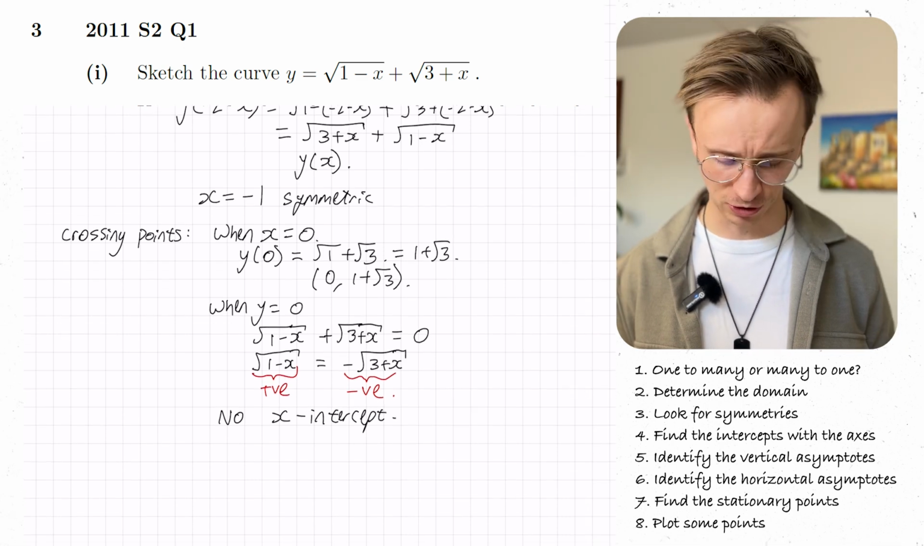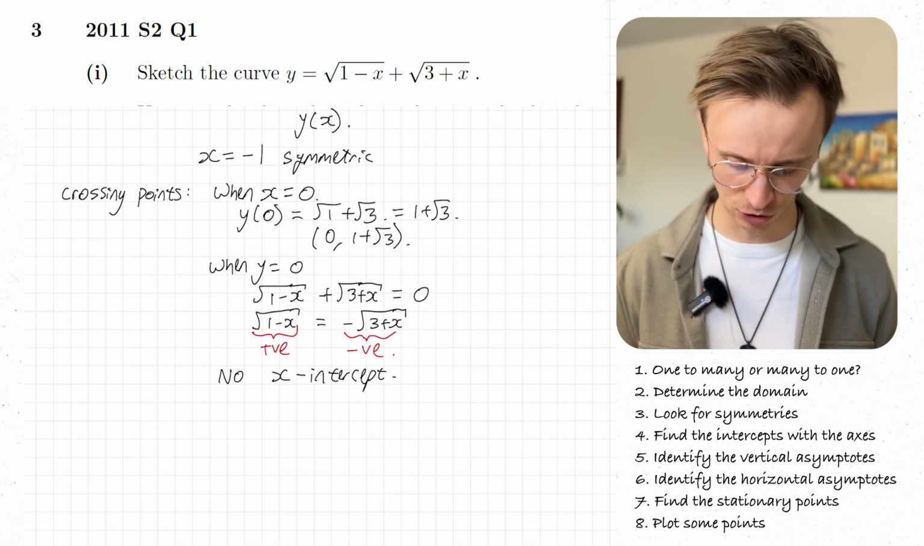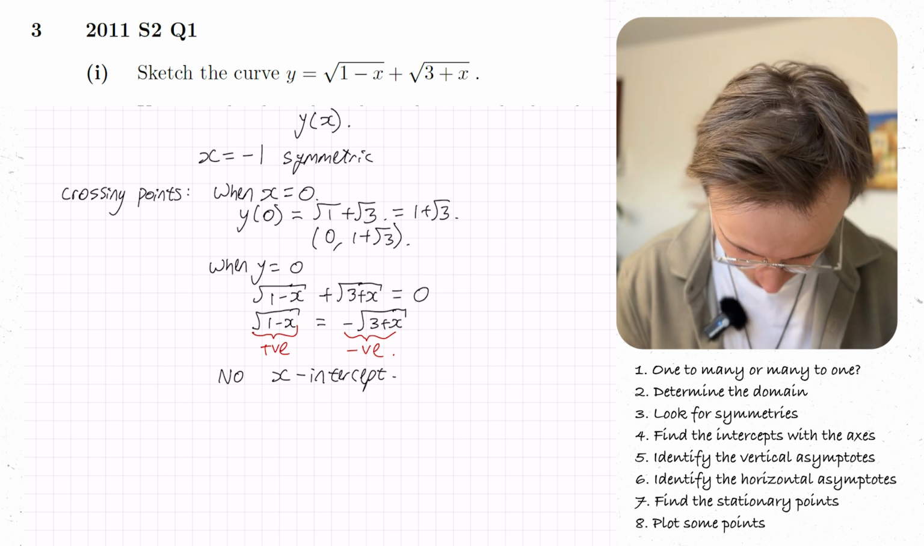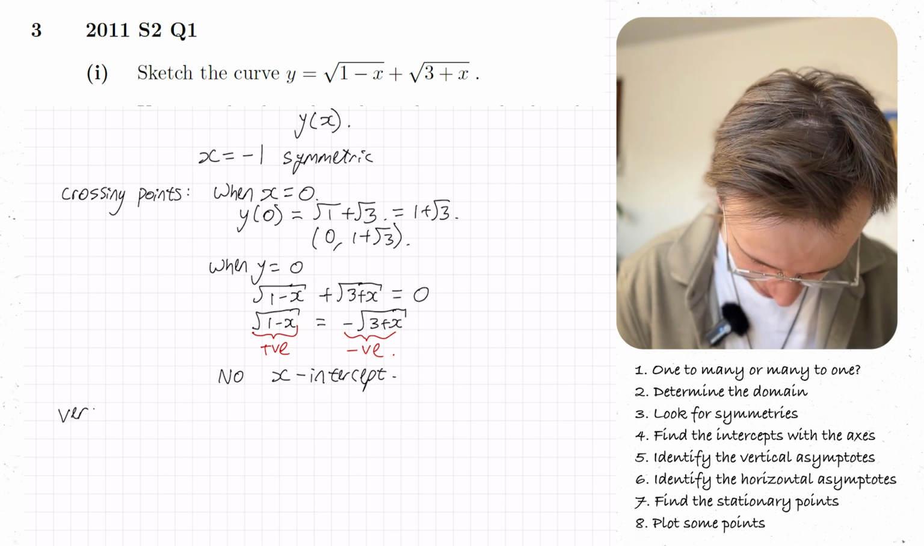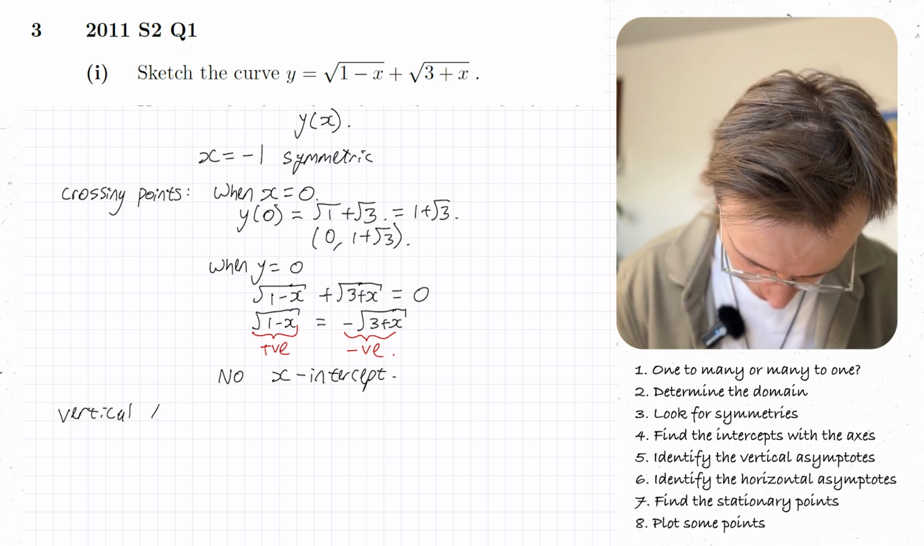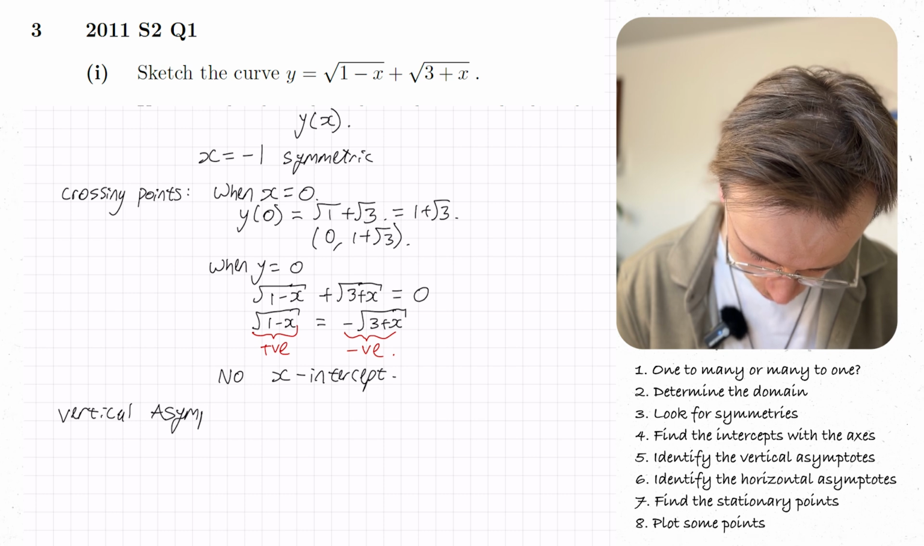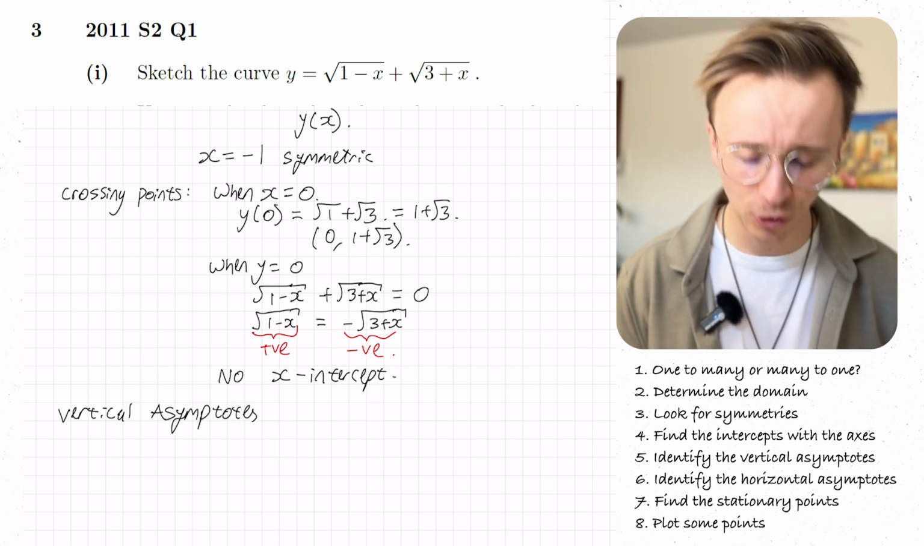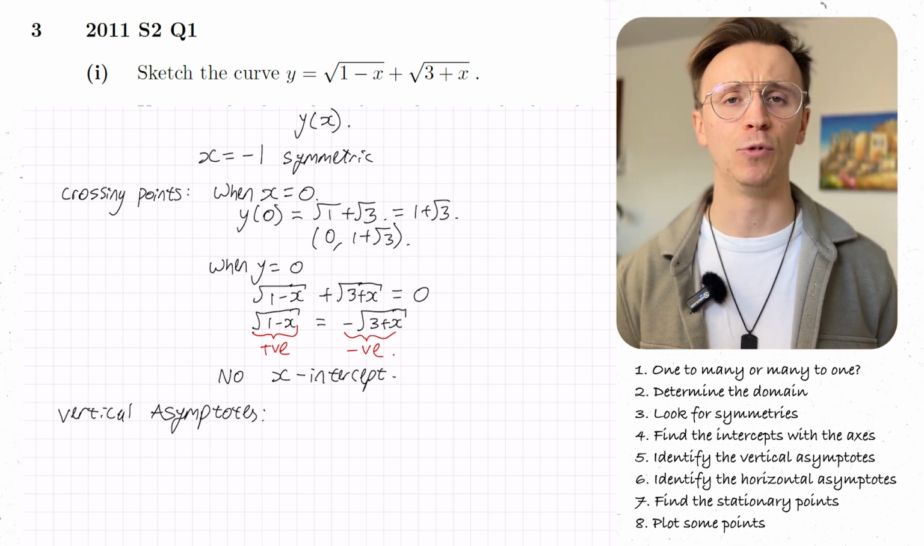Okay, we've done the crossing points. So next is on to any vertical asymptotes. And from earlier, it's quite easy to see that there are no vertical asymptotes. I'm not dividing by an x anywhere. I'm not going to get an infinity.